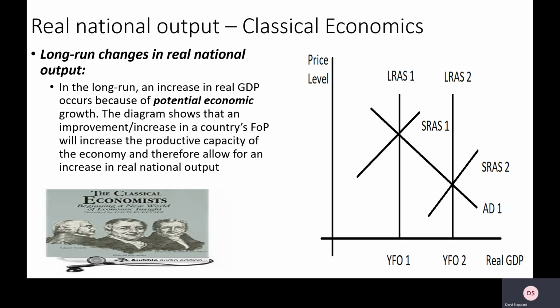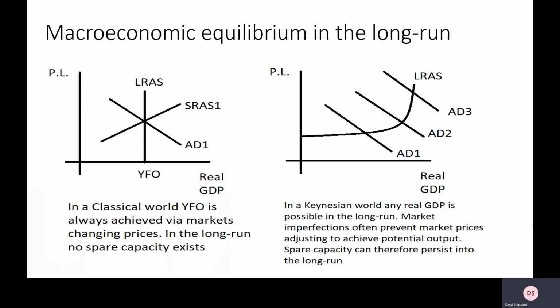If we thought about a classical world in the long run, then national income will increase because of potential economic growth. So again, what we know is that when LRAS moves outwards, it's driven by an improvement or an increase in factors of production. The logic would be as LRAS moves outwards, this would also reduce business costs, which would allow SRAS to move outwards from SRAS1 to SRAS2, which means again in the long run the economy will clear at YFE2. So again, you've got the benefits of potential economic growth there. You've here got macroeconomic equilibrium in the long run.